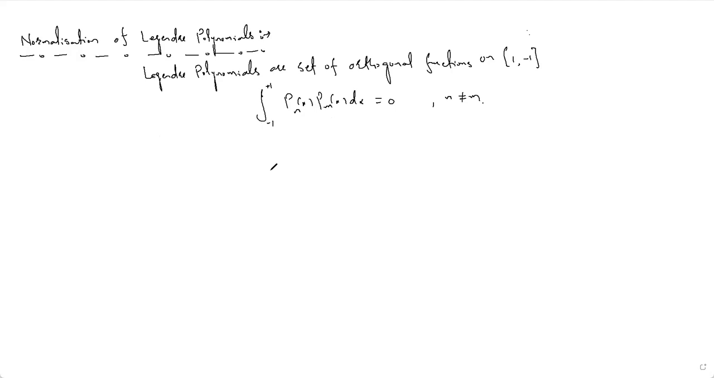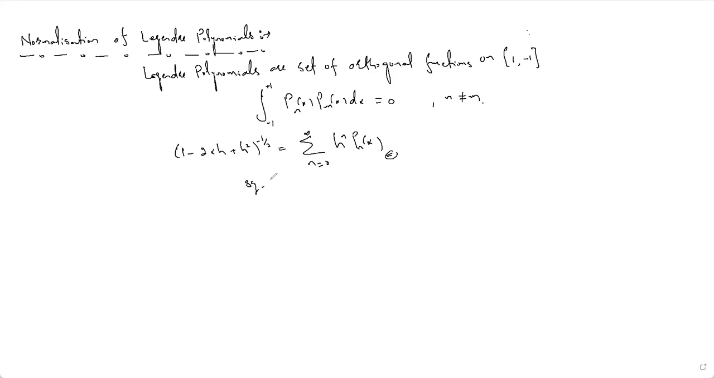So we will start with the generating function. The generating function for the Legendre polynomial is given by (1 minus 2xh plus h square) raised to power minus 1 by 2, equal to the summation over n running from 0 to infinity of h raised to power n, Pn of x. This is the way we define the Legendre polynomial, the Legendre function.